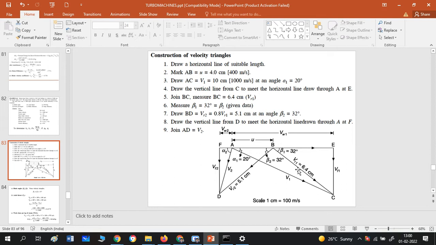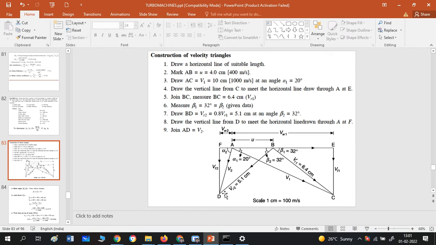Next, see, here is the point. What you have to do to find VR2, they have given the friction factor. So VR2 by VR1 is how much? 0.8. So using that, you find out the VR2 value. So VR2 is 0.8 into VR1, which will give you 5.1 centimeter. So find it in 100 times for meter per second.